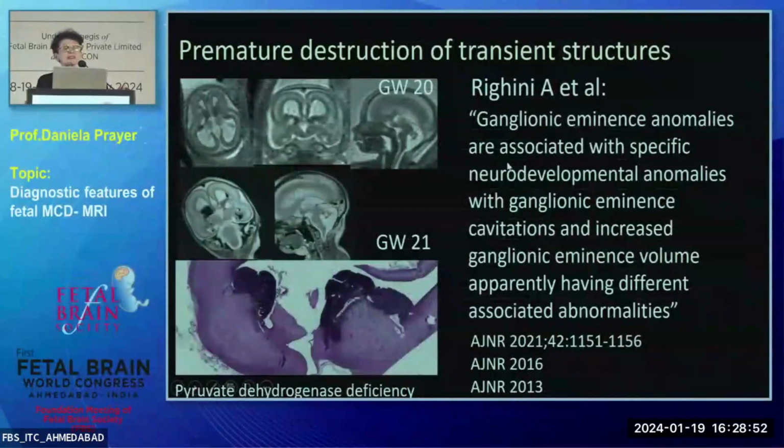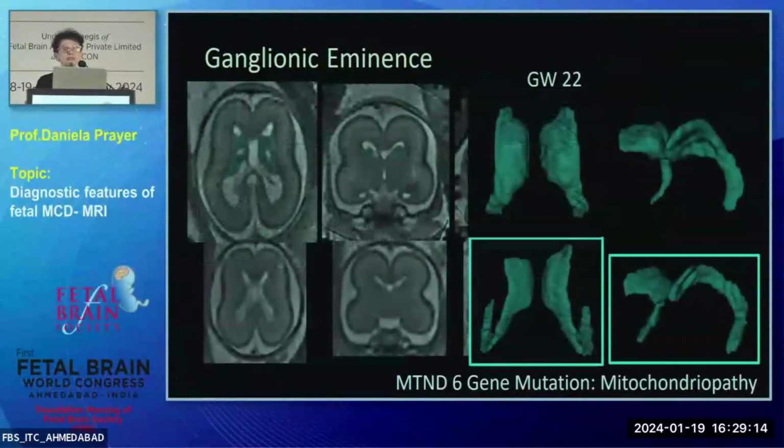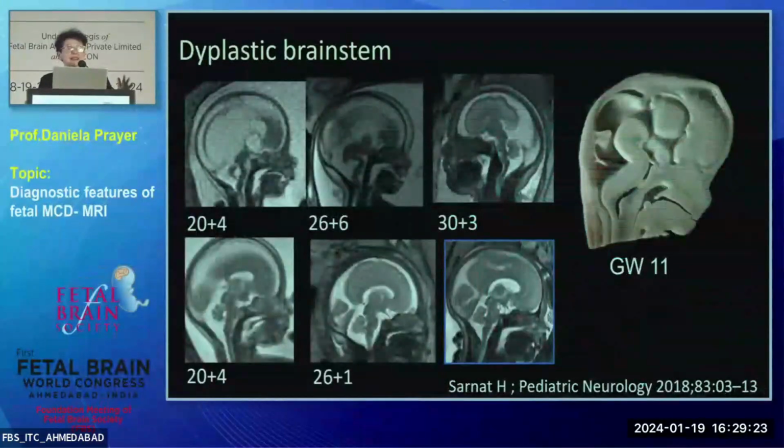Of course, the germinal matrix, the ganglionic eminences, can be destroyed prematurely, and we see that very often in metabolic disease. Here it was a pyruvate dehydrogenase deficiency, and this one is another mitochondriopathy. And here we could do a 3D reconstruction, and you clearly see that the ganglionic eminence is smaller than in age-matched normal cases.